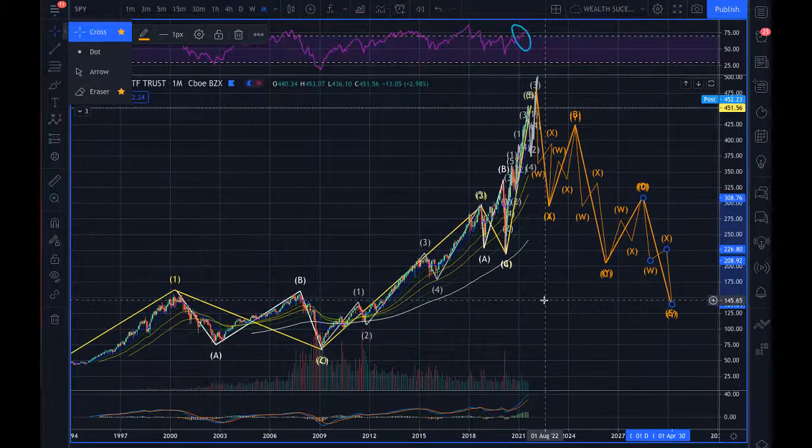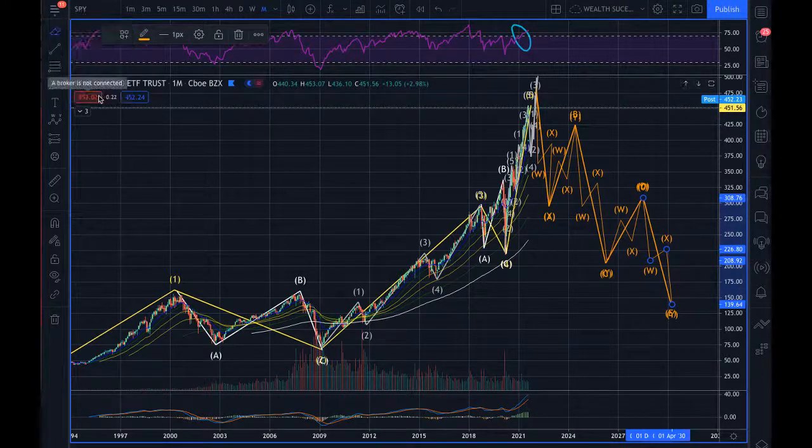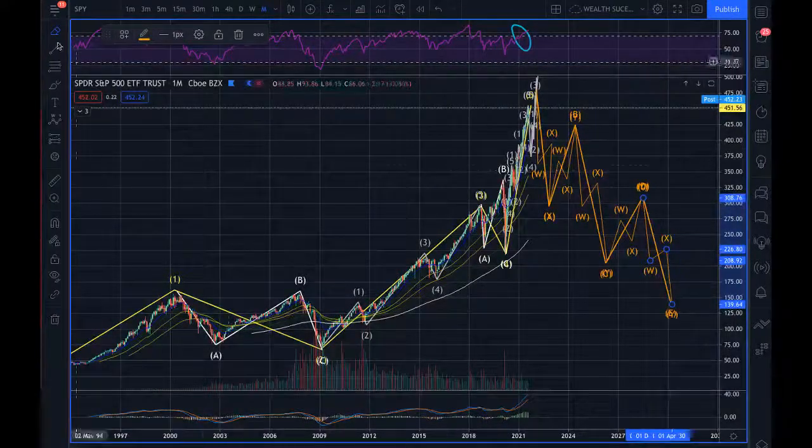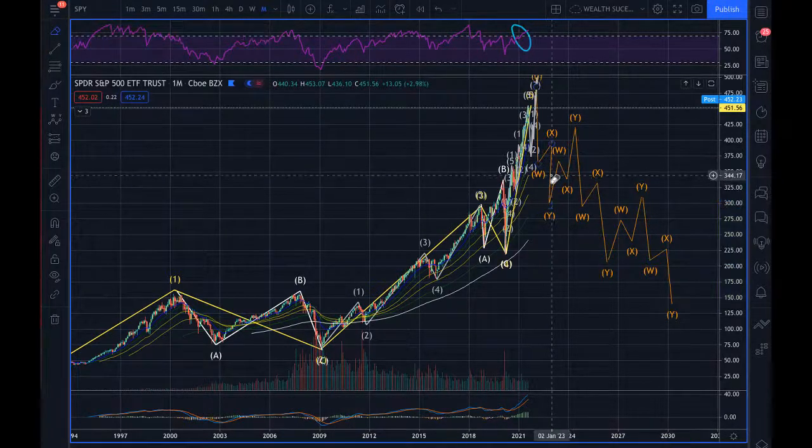depending on what it ends up looking like. A lot of people will get wiped out by that because they think that it's just magically going to go up and up and up forever. Take a screenshot of this really quick. Okay, and there are some other different types of corrective waves. I'm going to erase this.